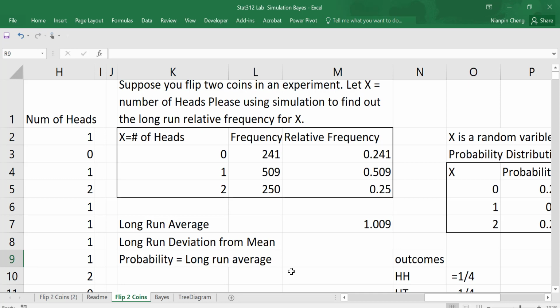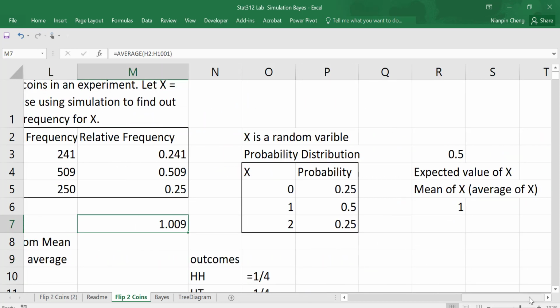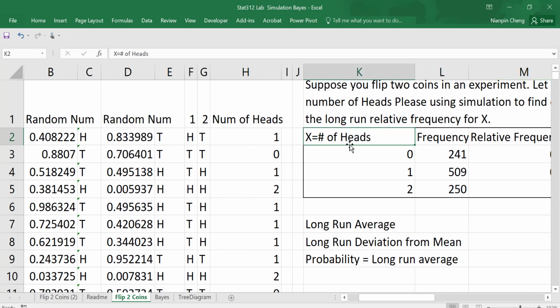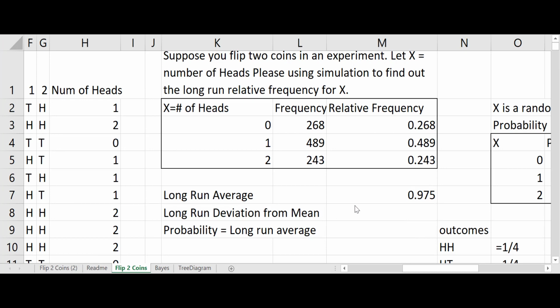Another thing that is very important when we learned how to describe data: we not only use the mean, the average, which indicates where the center of the data is. We like to know how it is spread out. So for this random number x, it could be 0, 1, or 2. How is it spread out? What's the shape of that distribution? For this one, we also can calculate the standard deviation, the long run deviation from the mean.